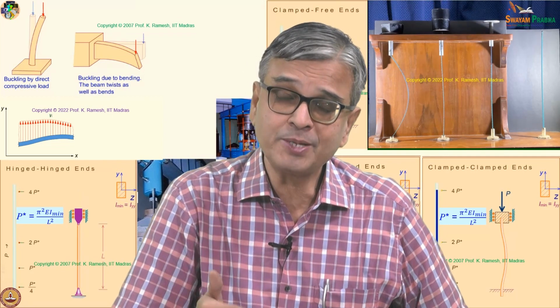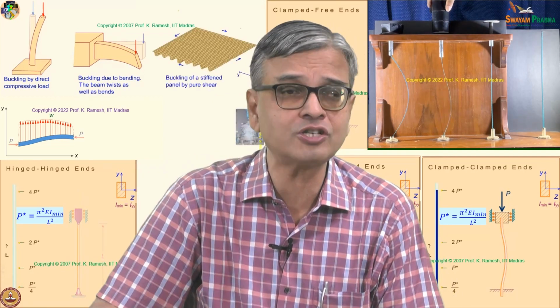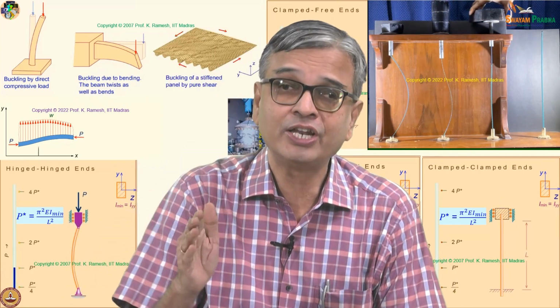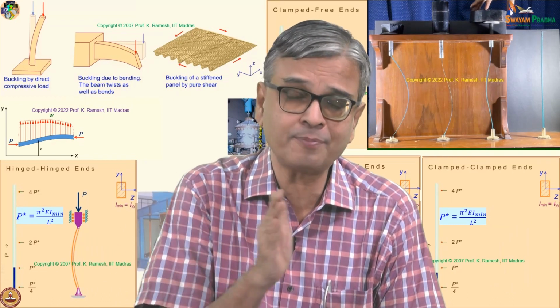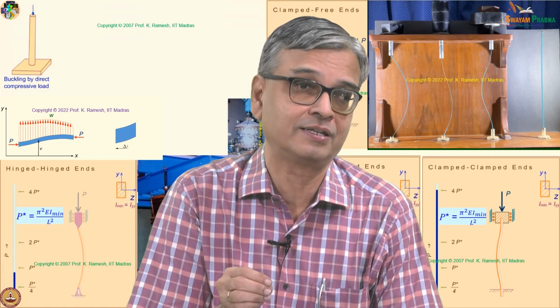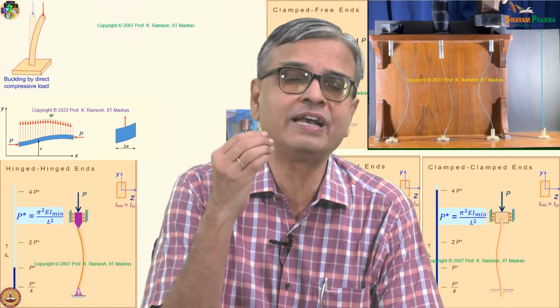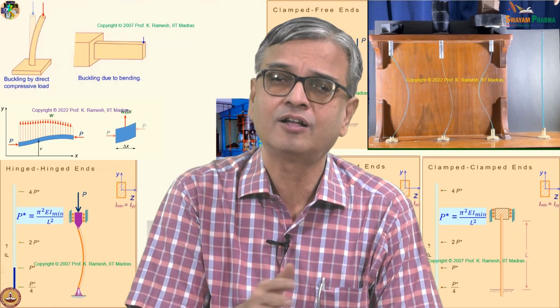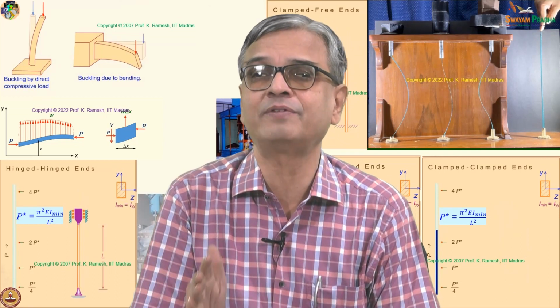Transmissibility of force means you can move the force along its line of action. When you want to move the force from one point to another point, you have to recognize that you have a force as well as a couple. If you understand this, your bending is simple, torsion is simple, and engineering analysis is very, very simple.